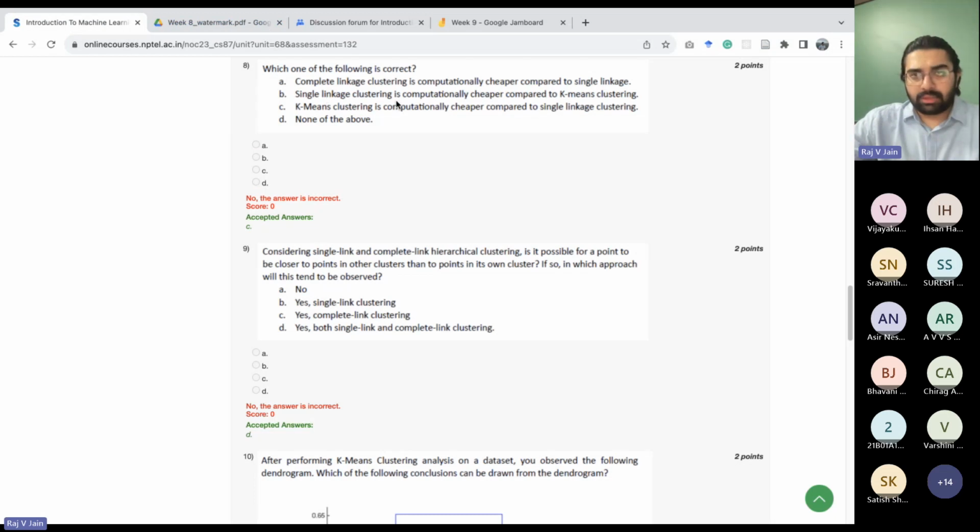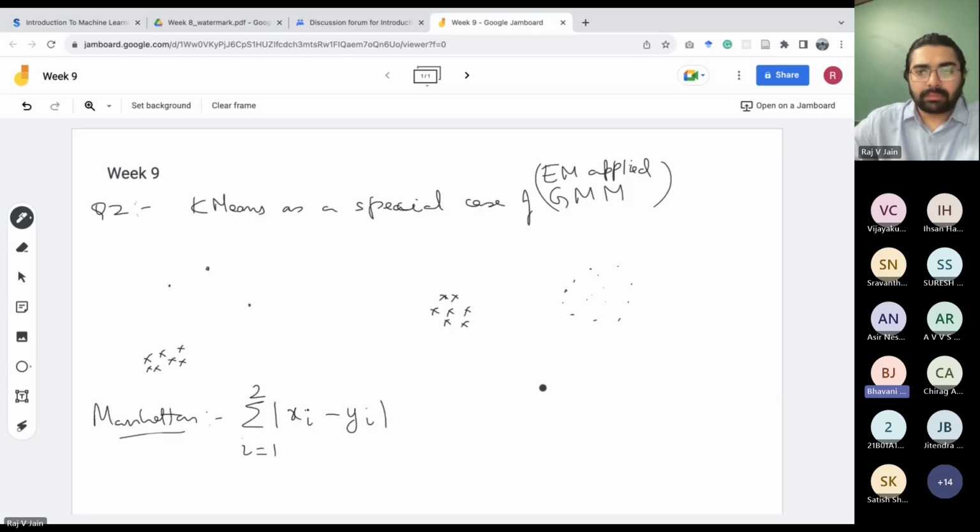Then the next question compares k-means clustering and single linkage clustering. So any ideas why one versus the other? Why is k-means clustering cheaper than single linkage, according to the answer key at least? For k-means clustering, we don't compute that n squared computation. It is order of the number of iterations times the number of clusters times the number of objects times the number of features.